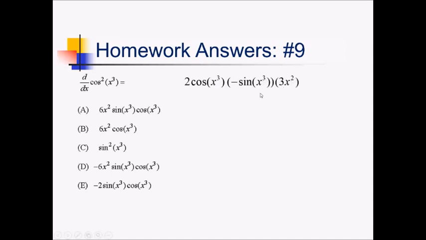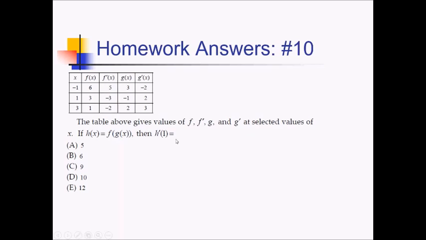And now we just have to clean this up a little bit to match an answer choice. So I've got a 3x squared, a negative, and a 2. All those things get multiplied together because they're not inside the trig functions. So that's going to be negative 6x squared. And then we still have a cosine of x cubed and a sine of x cubed. And that's going to match answer choice D.